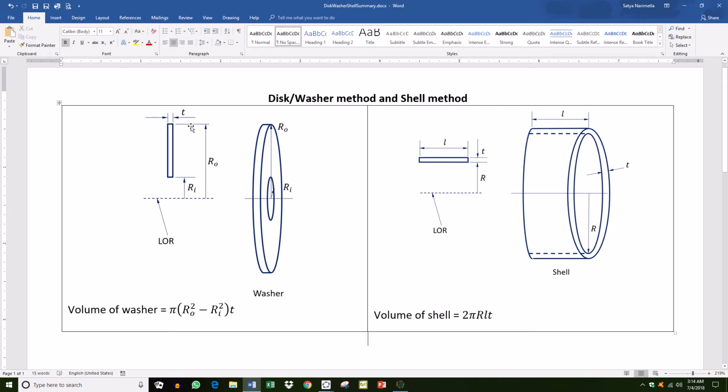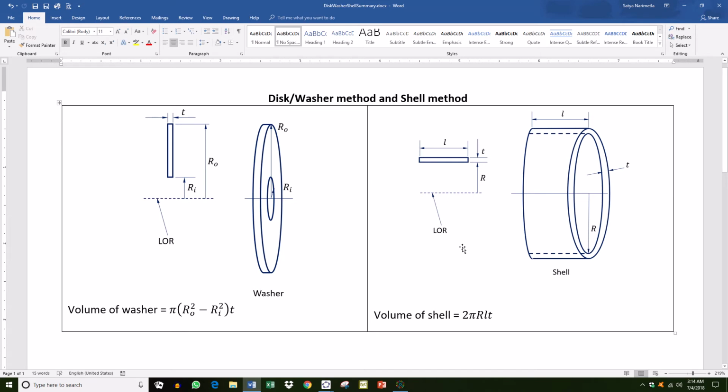So that means we can know precisely what R sub I and R sub O are. And the T is the thickness that you see. Remember this one. In a similar way, if we have a rectangle that is oriented this way, and that is spun about this line of revolution, then that would produce a shell, and the volume of the shell is given by 2 pi R L T. We have to be crystal clear about what we mean by R, L, and T. Keep that in mind, please.